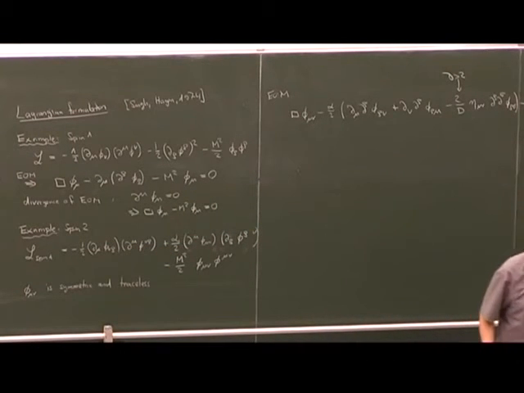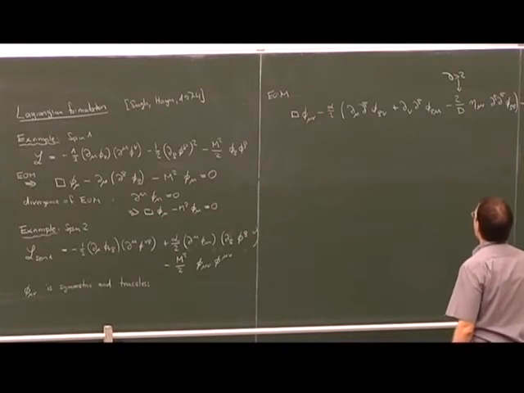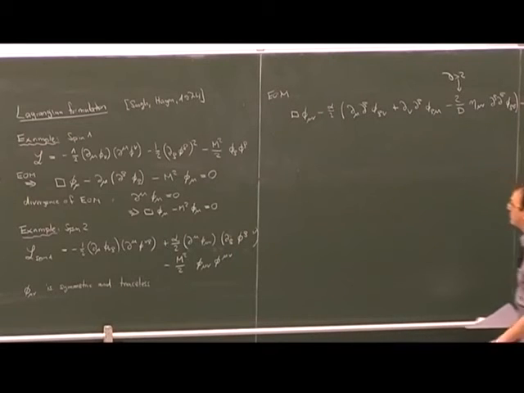Oh, yes? No, this should be massive unitary representations for the Poincaré group. Okay. So then the little group is different. Okay, good.